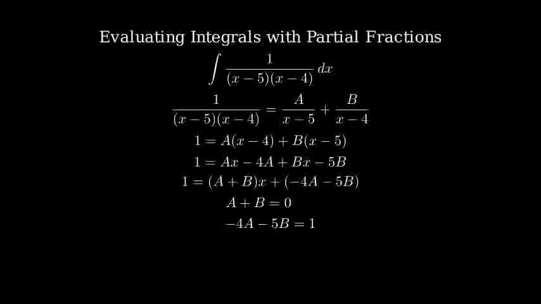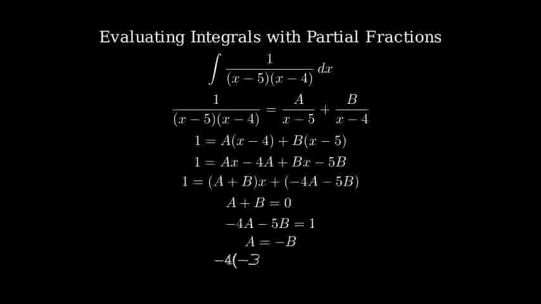Since this equation has to hold for all values of x, the coefficients on the left side and right side have to be equal. The coefficient of x is 0 on the left, so A plus B must equal 0. Additionally, the constant term must equal 1, so negative 4A minus 5B equals 1.